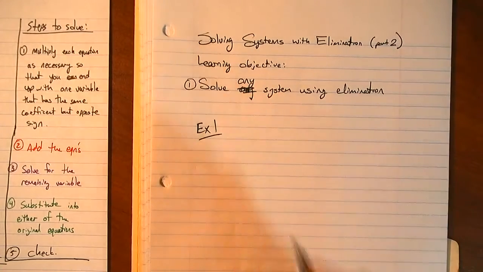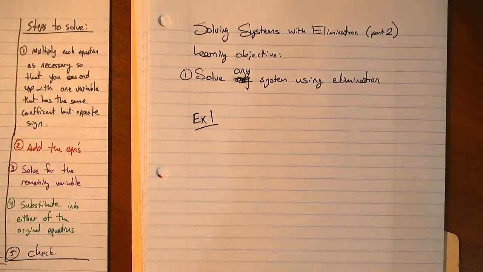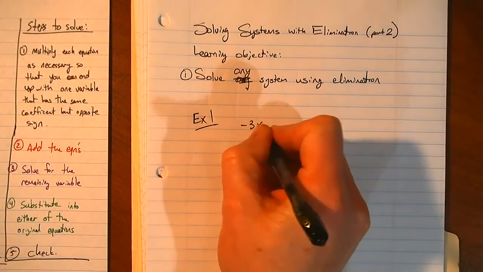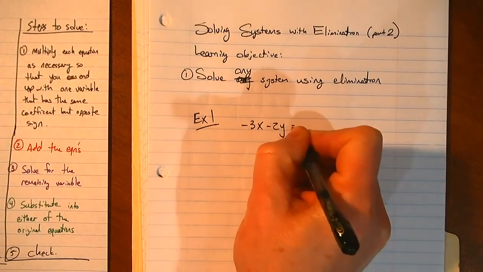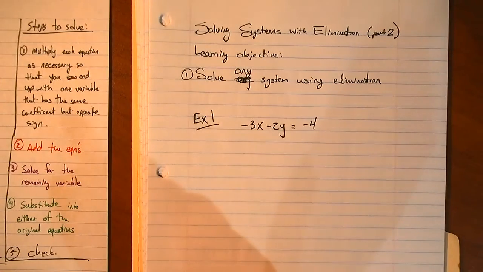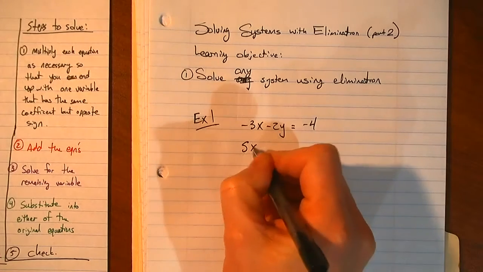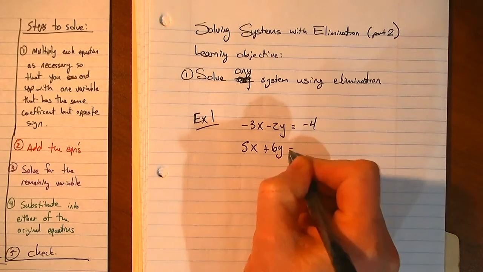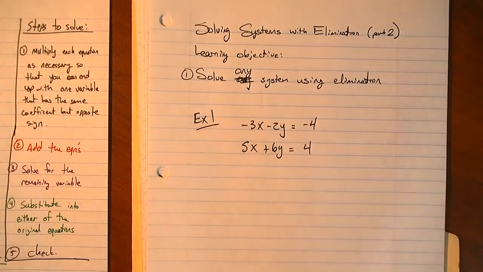We're going to take a look ideally at 3 examples. The first one just works out fairly normal. We're going to say that we have negative 3x minus 2y equals negative 4, and 5x plus 6y equals 4.